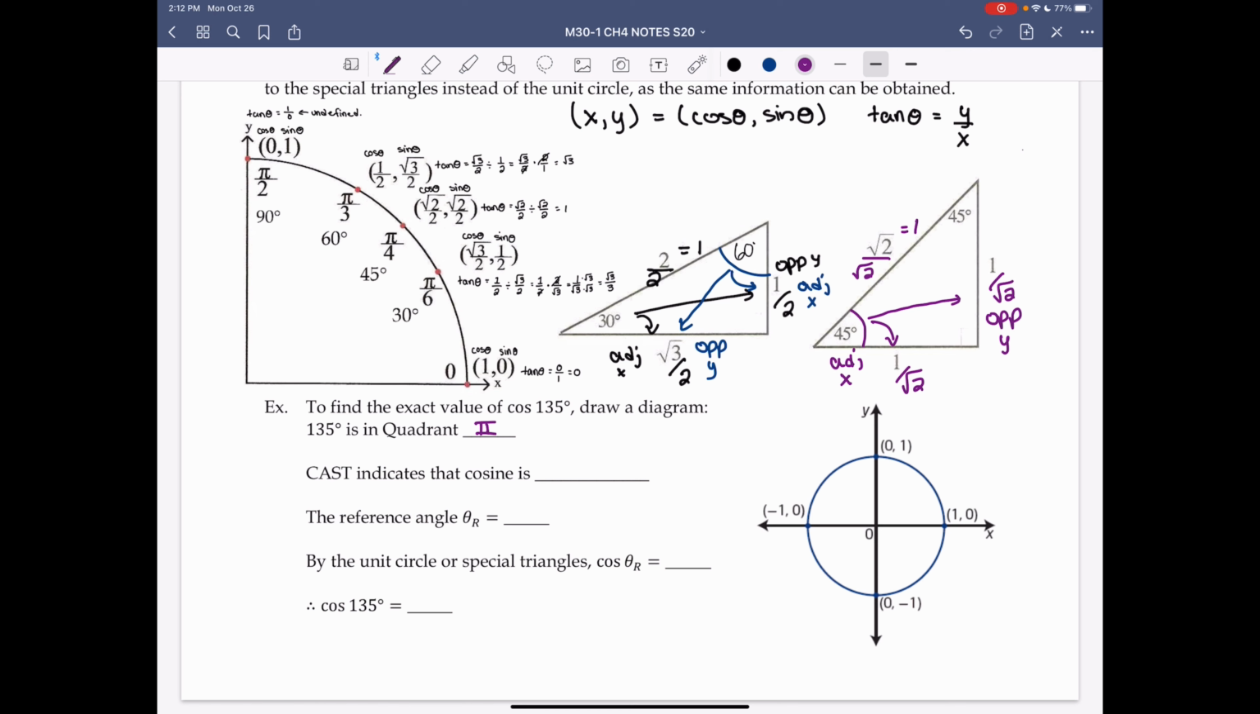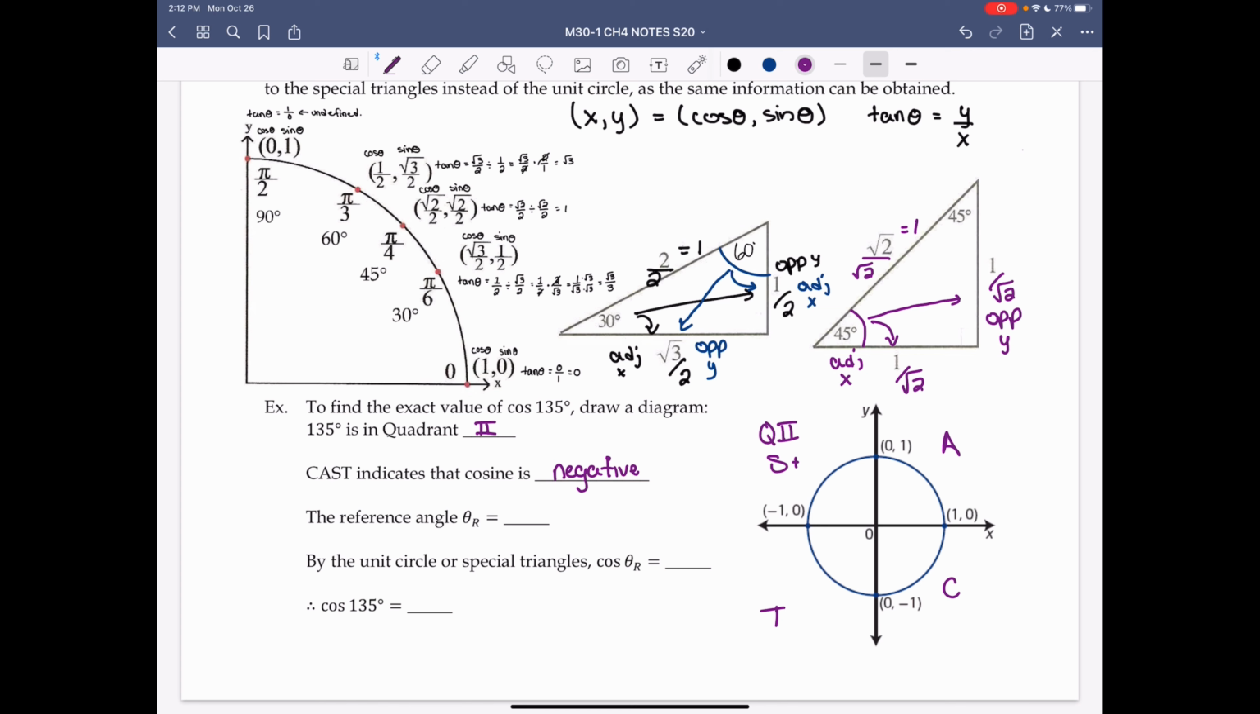CAST indicates that cosine, so in quadrant 2, CAST, C-A-S-T. So in quadrant 2, sine is positive, which means all the others are negative, so cosine is negative.